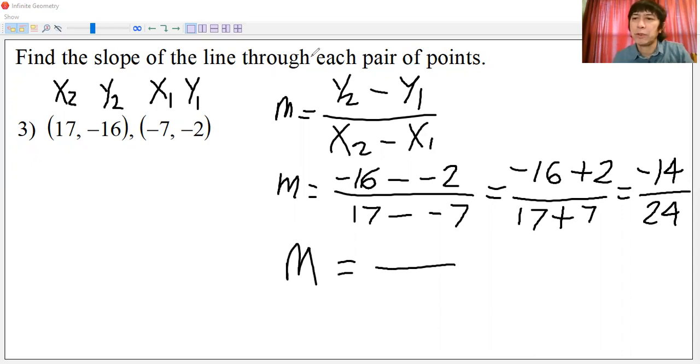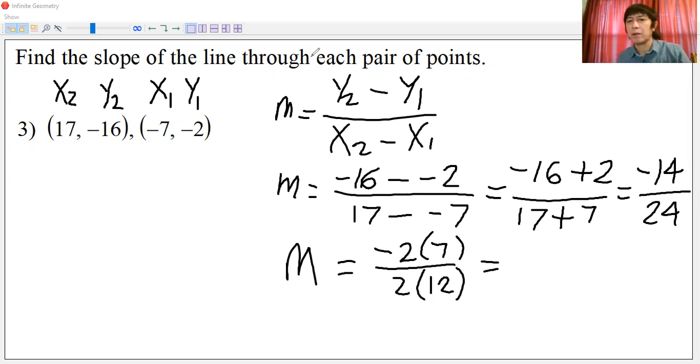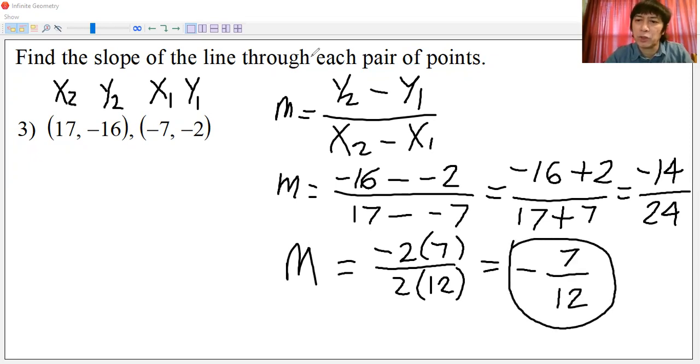Okay, negative 14 can be expressed as negative 2 times 7, and 24 is 2 times 12. And we can now cancel out the number 2 and the other 2. We will have negative 7 over 12. And this must be our slope.